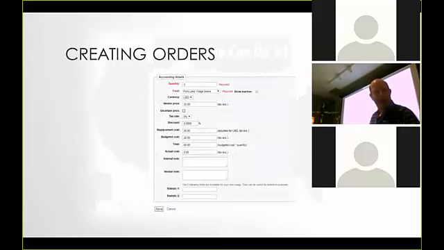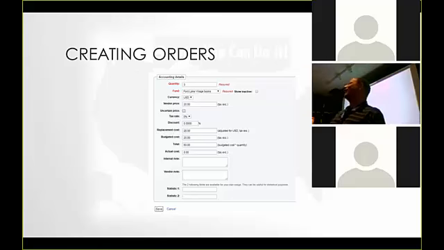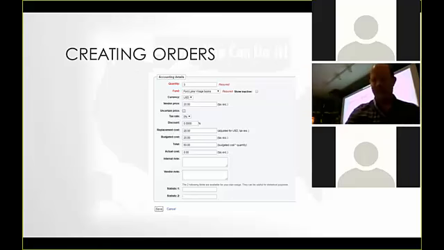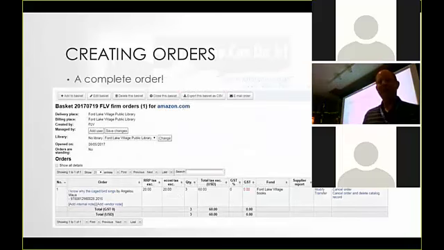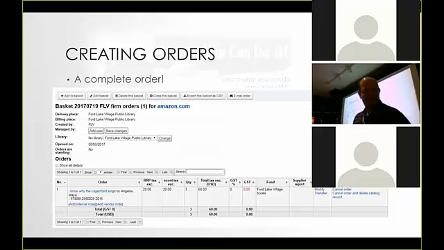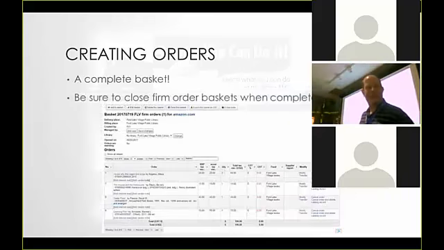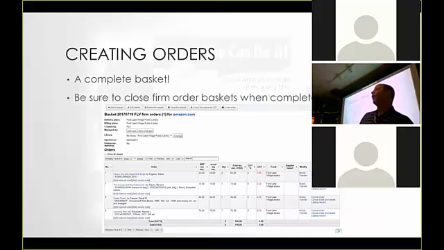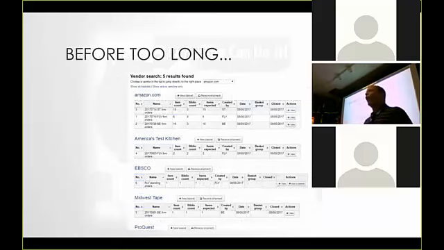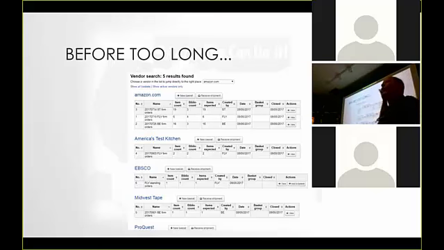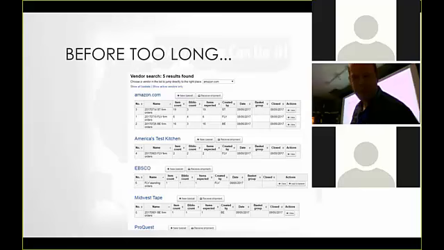So this is what a create orders screen looks like. I like the fact that it defaults to quantity 0, so you are not accidentally creating things. And finally, you can click on save and you've got a complete order in a basket linked to a vendor. So you keep going and you keep going and you keep going. Once you've created all your firm orders in that basket, make sure to go ahead and close it using the appropriate drop down. And before too long, you've got lots of vendors and lots of orders within all of them.